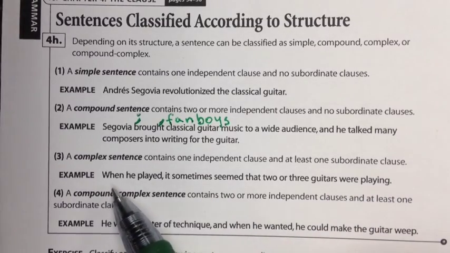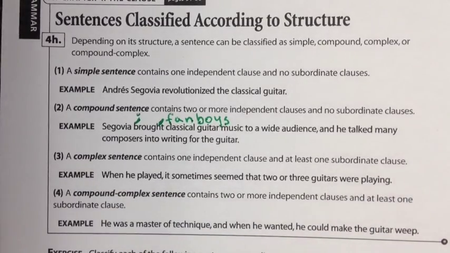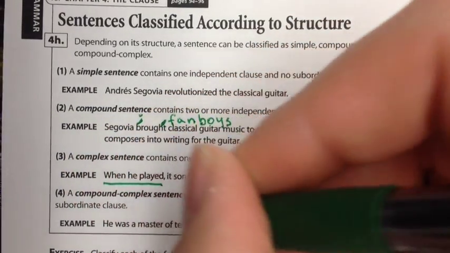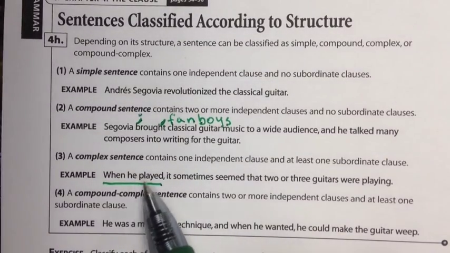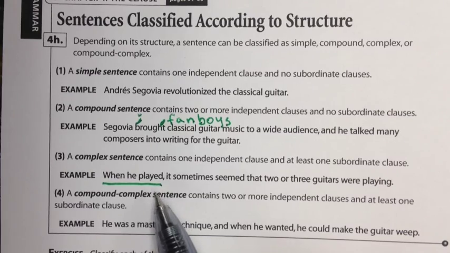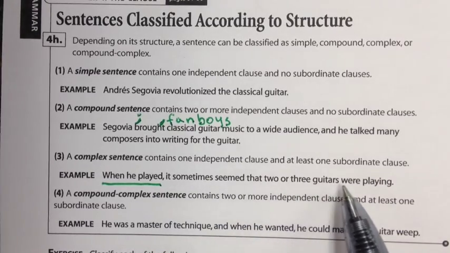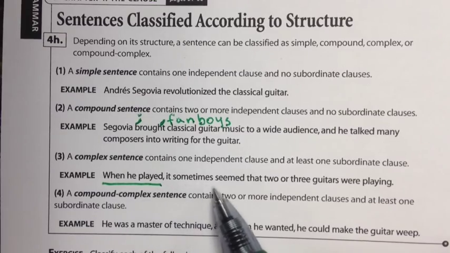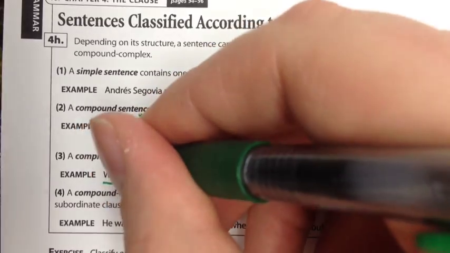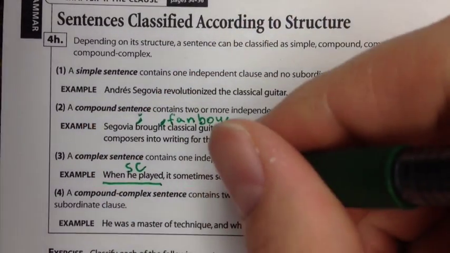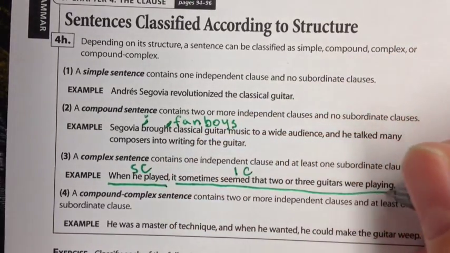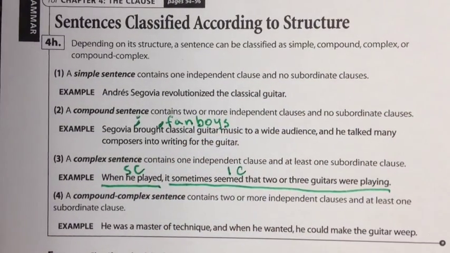Here's the example. When he played. When he played is a subordinate adverb clause. This can't stand alone. When he played cannot stand alone, but it has a subject and a verb. He played. So this is an adverb clause. It's sometimes seen that two or three guitars were playing. This could stand alone. This is our independent clause. So we have one subordinate clause here, and we have one independent clause here. And so this is a complex sentence.